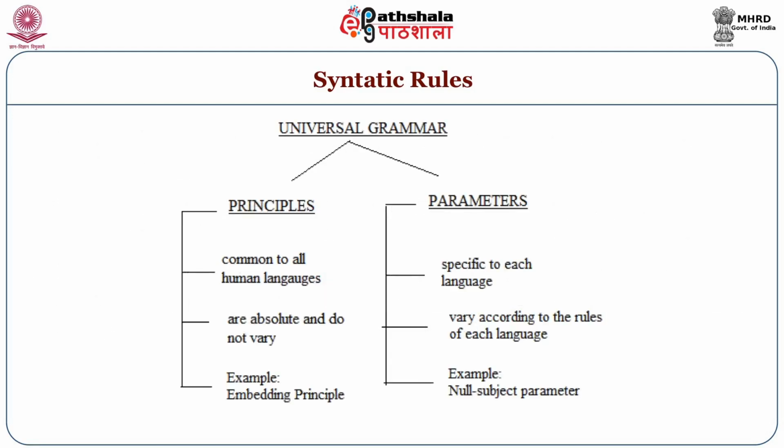Now in this chart you can see that universal grammar is there. On one hand there are principles, on the other hand there are parameters. In principles we have what is common to all human languages. They are absolute and do not vary, with examples like embedding principles. In parameters we have what is specific to each language. They vary according to the rules of each language, and the example is the null subject parameter.